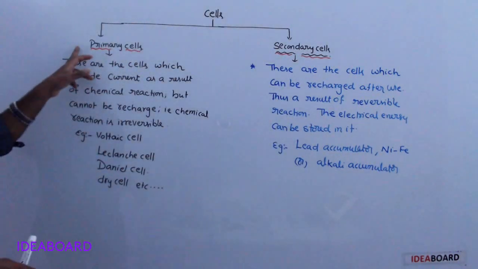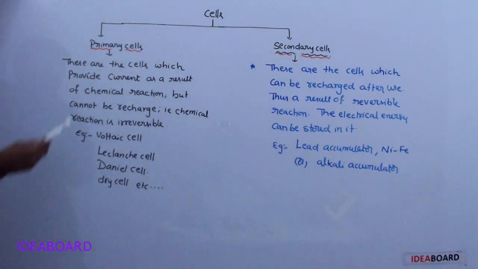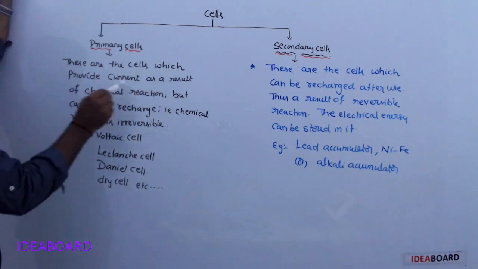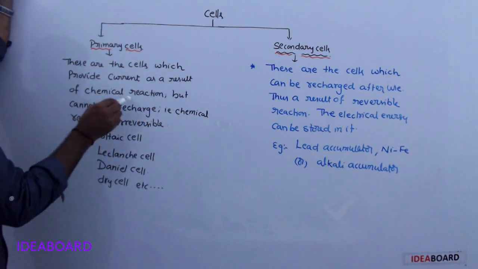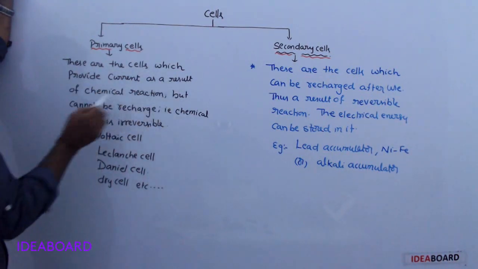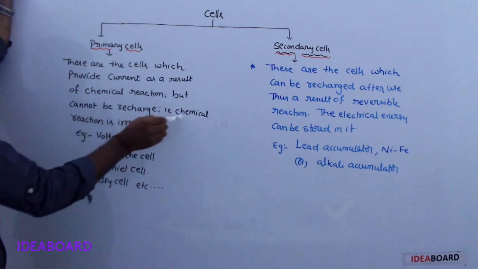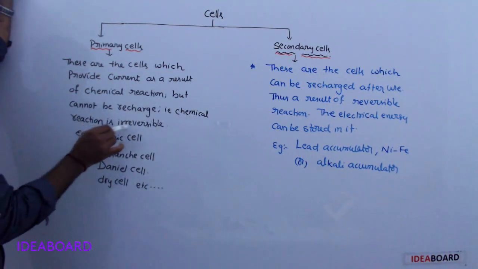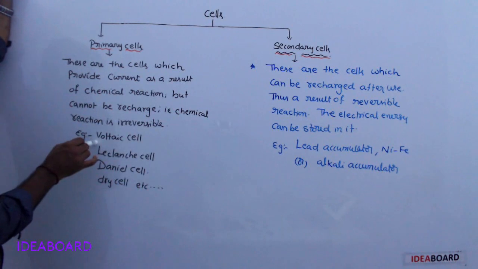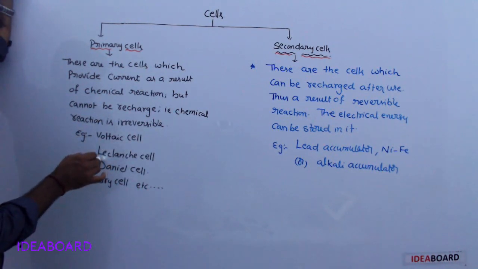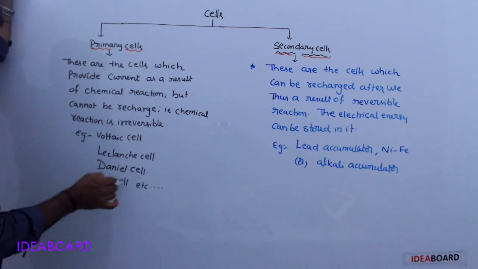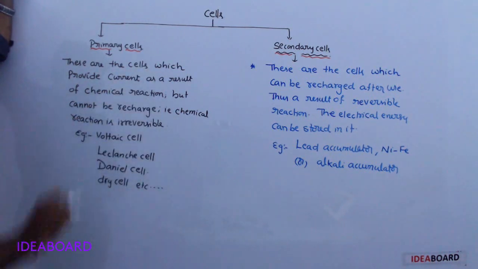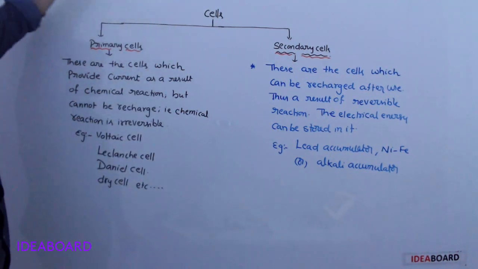See here, primary cells are the cells which provide current as a result of chemical reaction but cannot be recharged, that is, the chemical reaction is irreversible. Examples: voltaic cell, Leclanche cell, Daniel cell, dry cell, etc. Understood? Next, secondary cells.